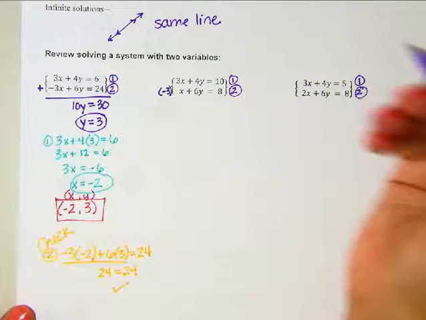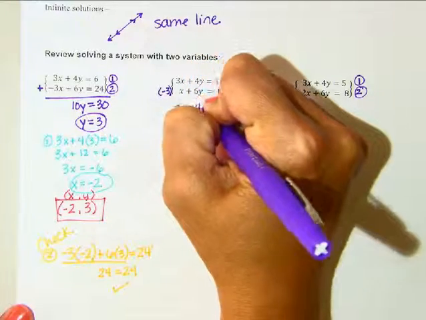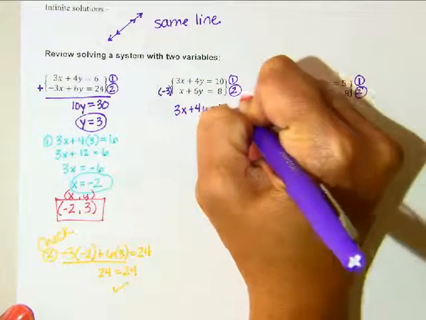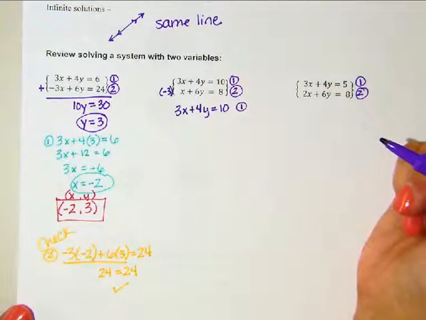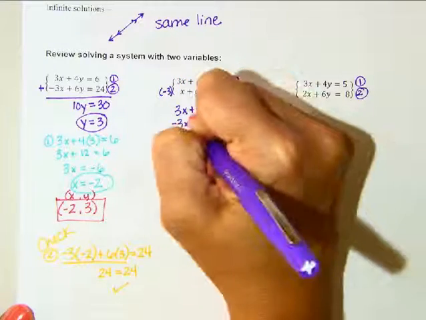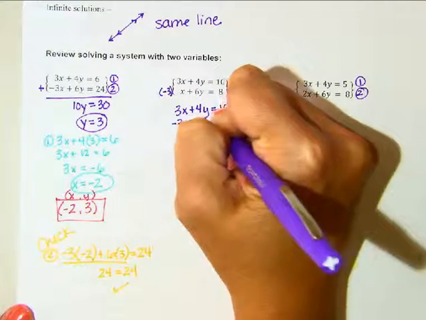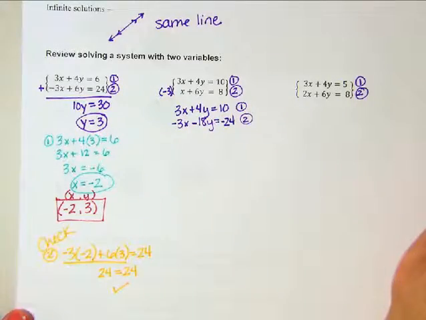I'm going to rewrite the first equation. I'm not touching that one; it stays the exact same. That's still my equation 1. Now my equation 2 changes by multiplying it by negative 3, so I get negative 3x minus 18y equals negative 24. That's still equation 2, it's just changed a little bit.